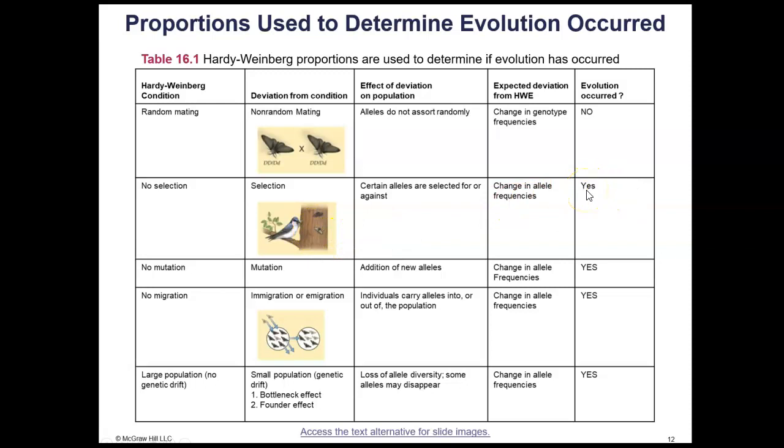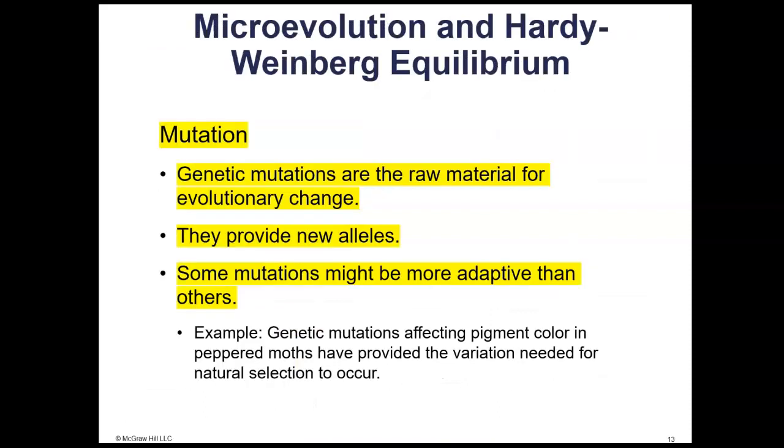That says evolution occurred. And you can go through this chart, but all the other conditions were met. All the allele frequencies changed. There was definitely mutation because the dark moths are a mutation to the light-colored moths. Mutation is just a change. And there was definitely migration in and out of the population. So those different conditions were met.